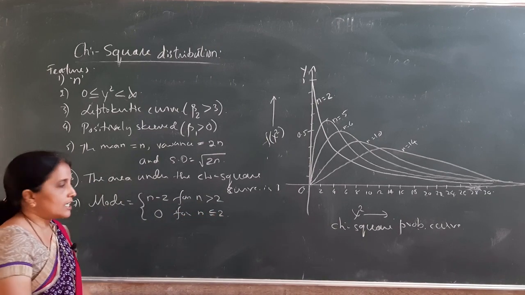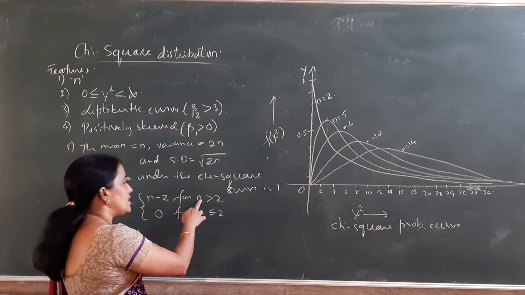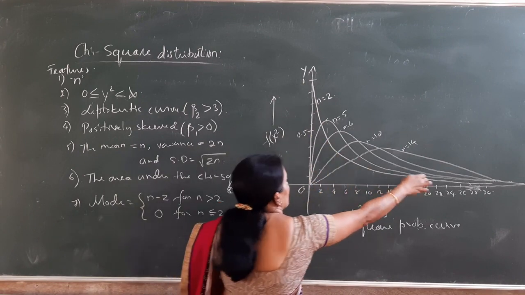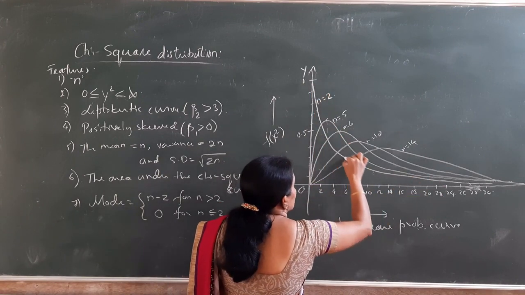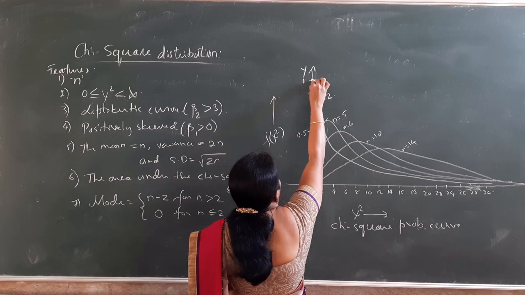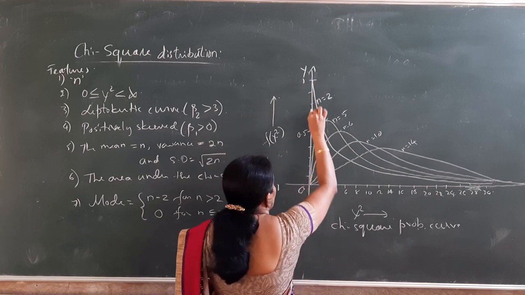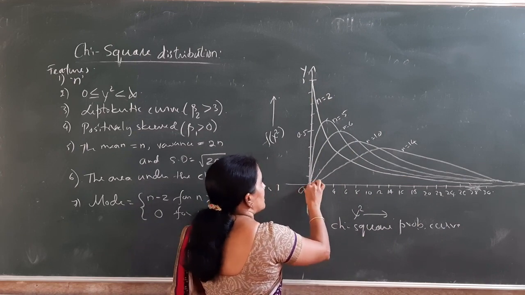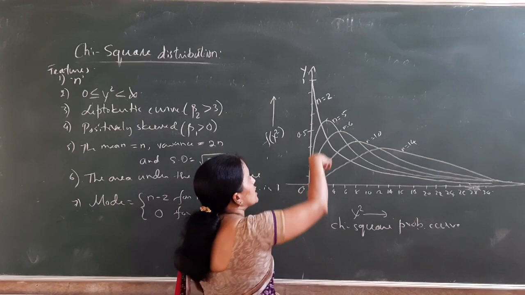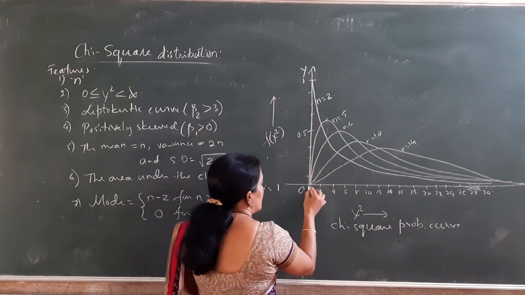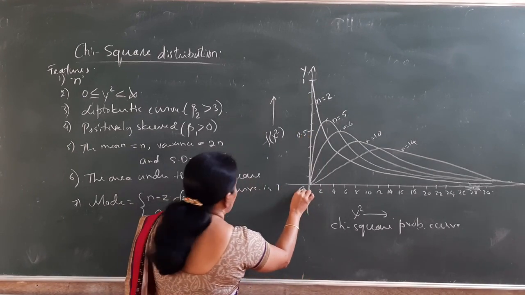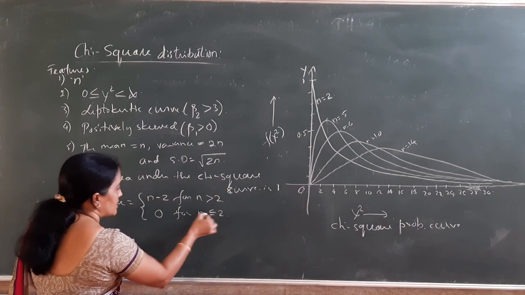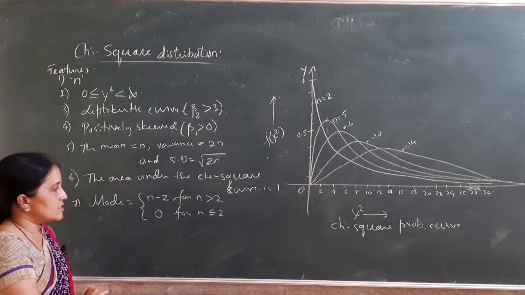You can observe this in the curve. When n is equal to 2 or less than 2, look at this curve. Here the peak of the curve corresponds to chi-square equal to 0. And we know mode is the value corresponding to the highest probability. Here mode equal to 0. So when n is equal to 2 or less than 2, mode is 0 in a chi-square distribution.